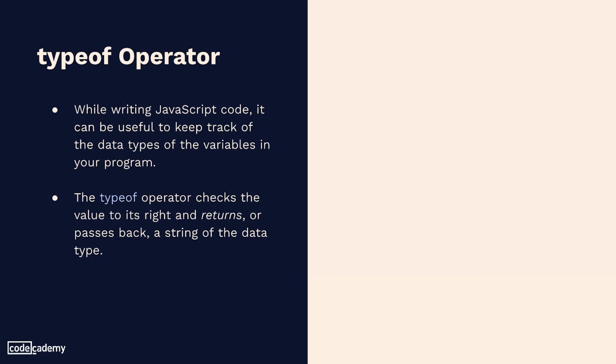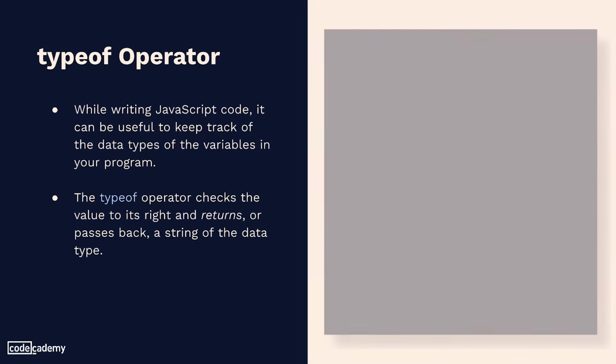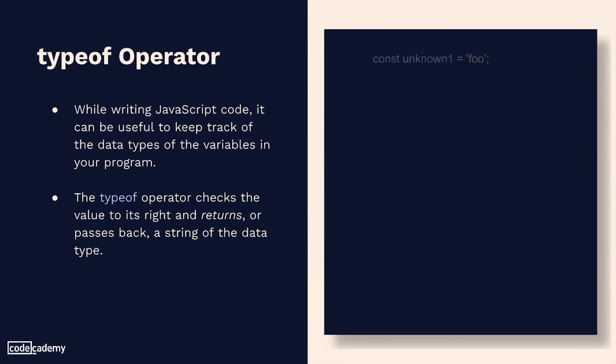The typeof operator checks the value provided to its right and returns a string of the data type. Let's take a look at an example on the right. First, let's say we had a variable called unknown1 with a string value of foo.